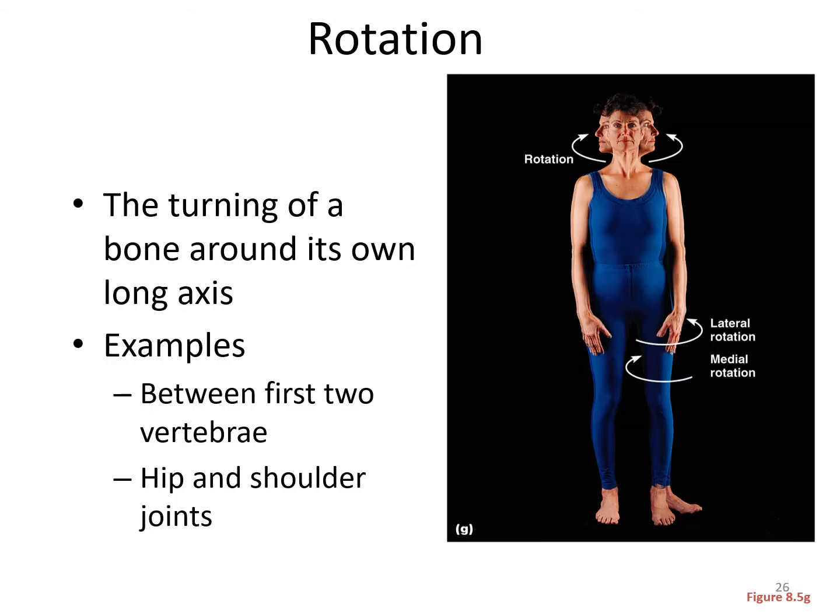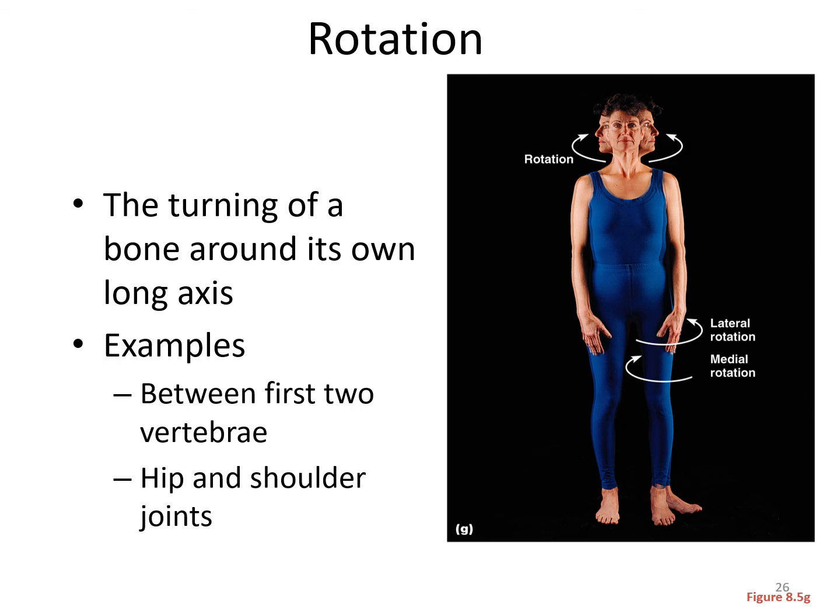Now, circumduction and rotation are standalones. They are not antagonistic actions. They are not opposite to one another. Let's talk about rotation. Rotation is the movement of a bone around its longitudinal axis. So if you take your arm, for instance, hang it down by your side, and move your shoulder where your hand rotates back and forth, that's a type of rotation.